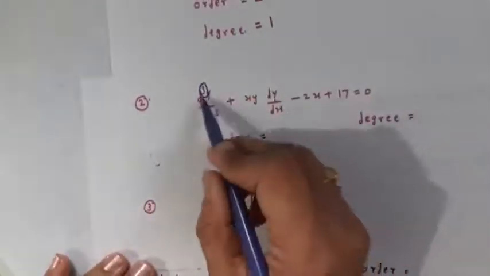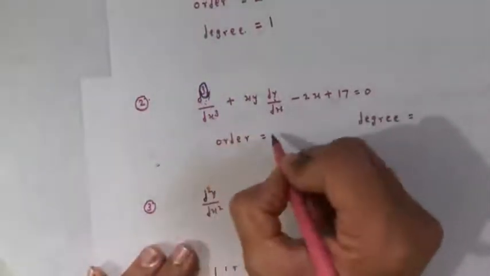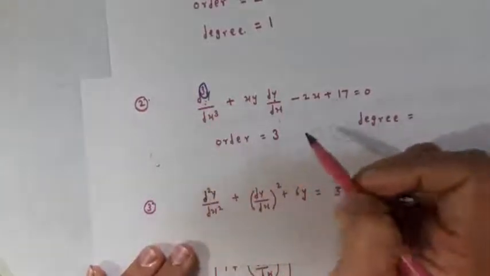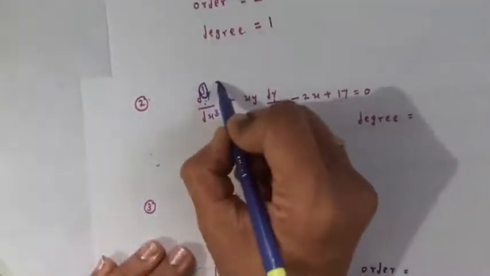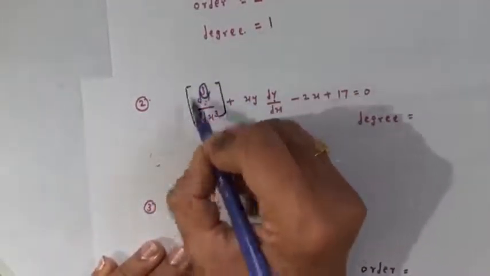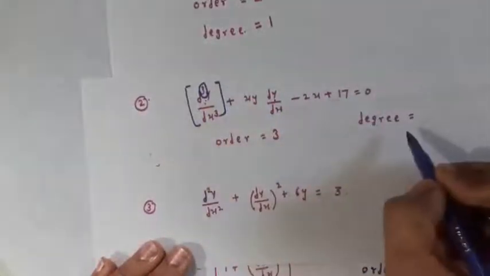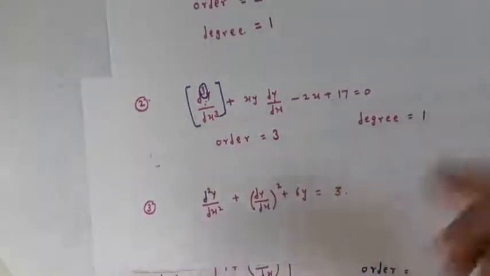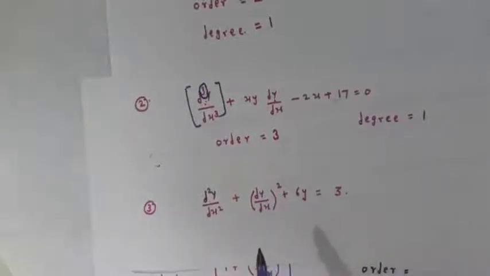Okay, this is the highest order. Which is the highest order? 3. Therefore the order is 3. And what is the degree? Degree is the power of the highest order. What is the power of this highest order? It is 1, and therefore here order is 3 and degree is 1. Okay, in this way these are the two examples.